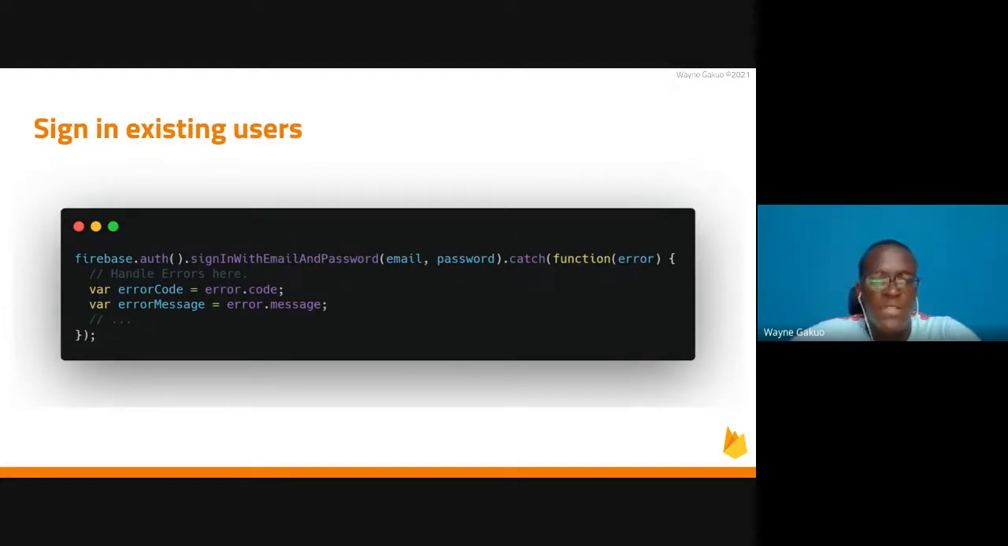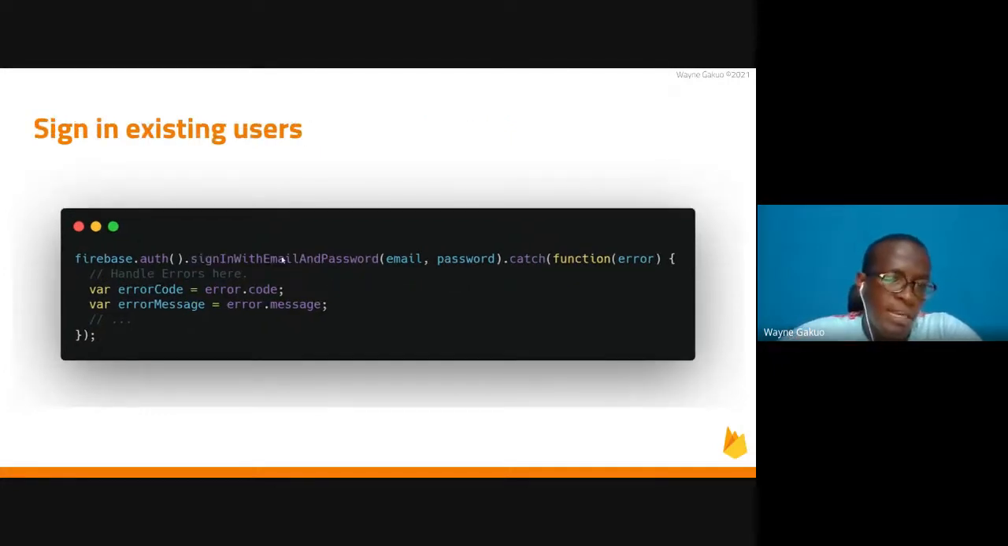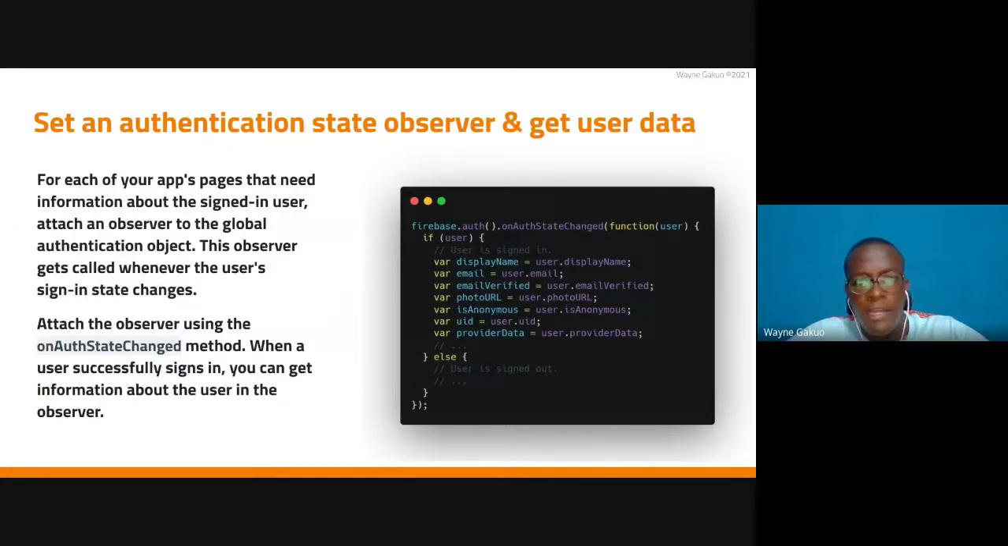And if you want to sign in existing users, if you look at the difference, we have create user with email and password, and we have sign in with email and password. Sign in with email and password is of course just for logging in. Again, you get their email and their password, handle errors if possible, and using the promise that is returned to you, you can do whatever you want, whether you want to route them to a particular view or anything else.